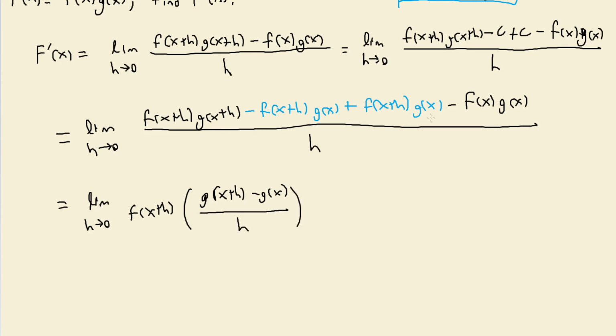And then what would we have here? Well, we would be adding, and we could pull out the g of x here. So we would pull out a g of x, and then what would be left? We would be multiplying by f of x plus h minus f of x over h. So this would be times f of x plus h minus f of x over h. The limit of this entire expression as h approaches 0.